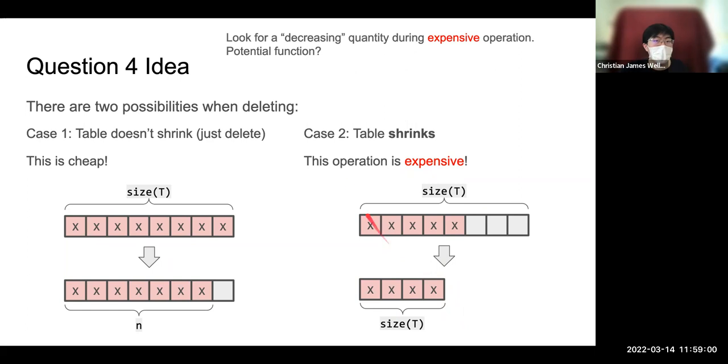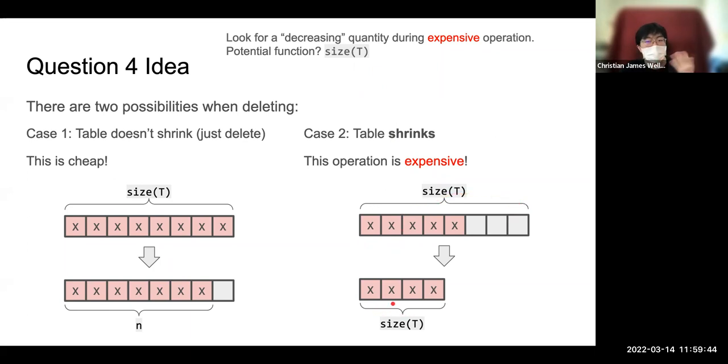So you want to look for a decreasing quantity during the expensive operation. What is the potential function here? Observe what is decreasing. You might be tempted to say, is it the number of elements? Sure, the number of elements decreases, but what about the size of the table? Size here refers to how many elements it can hold, where the actual number of elements it holds is less than or equal to the size. So you might think, the size decreases from 8, now it becomes 4.